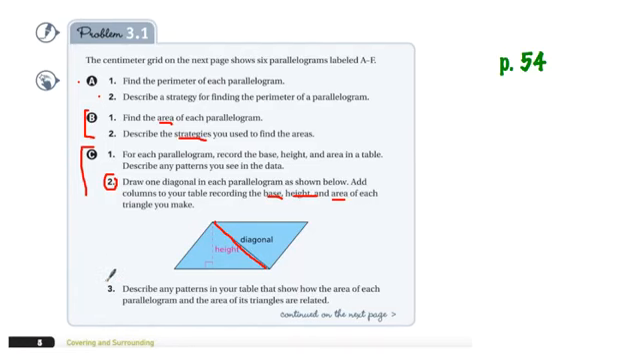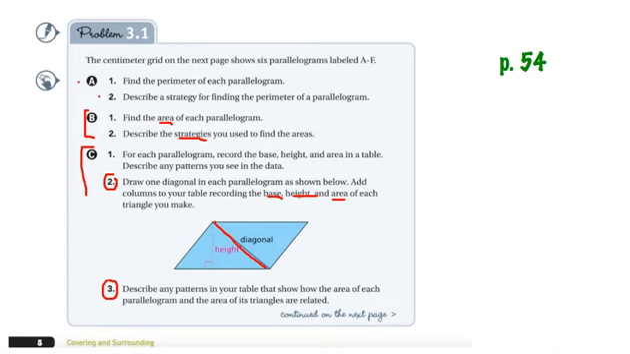The last thing that you need to do, again, you can do it in your notebook or you can do it on the back of the paper, is C3. It says describe any patterns in your table that show how the area of each parallelogram and the area of its triangles are related. So what are you seeing that makes a triangle and a parallelogram be related to each other? That is your task for today.